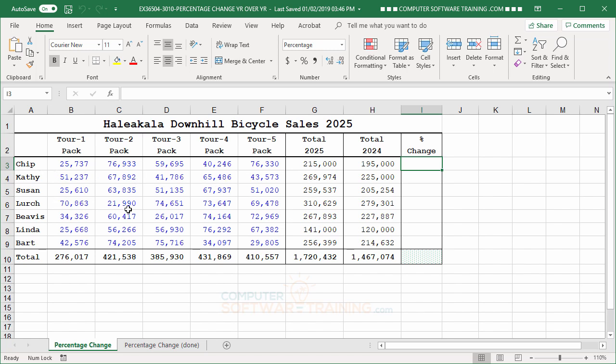So for Chip, Kathy, and Susan, and so forth, these are their numbers that they did this year, current year, whatever it is. Okay? This is what they did last year. All right? So what we need to do is figure out what percentage increase or decrease did they have this year versus last year. All right? When we look at 2015 versus 195, obviously we were up. What's that percentage? We want to see it, and we want to see it for the rest of them as well. All right? So the calculation is such.